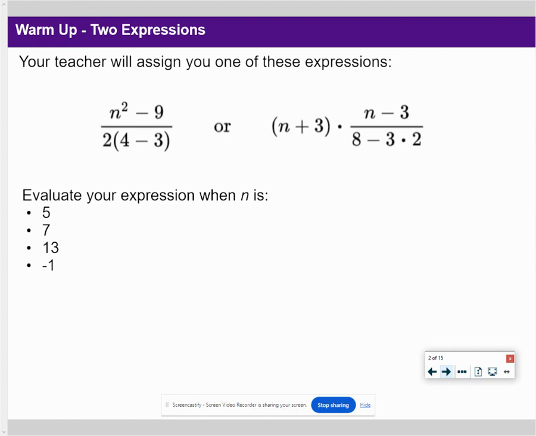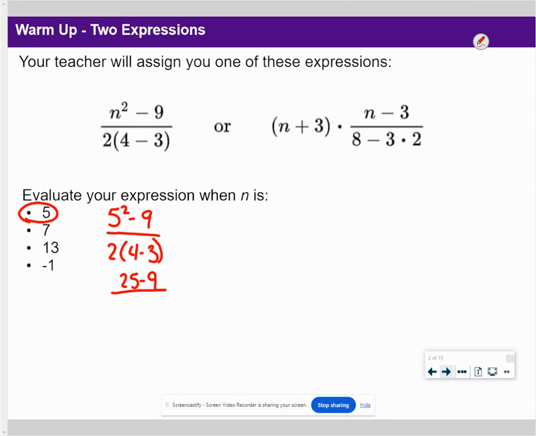Because I'm just doing this as a video, I don't think that we're probably going to try all 4 of these. But what I want you to follow along with right now is I'm going to put a 5 in for the n in each of these expressions and see what happens. So in the first one, I would have 5 squared minus 9 over 2 times 4 minus 3. Well, in the numerator, I would have 5 squared, which is 25. 25 minus 9 is going to be my numerator.